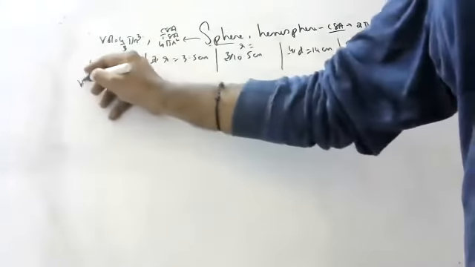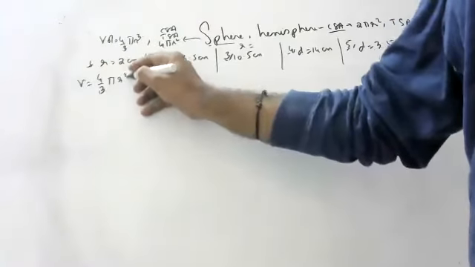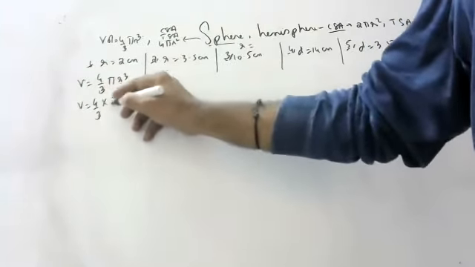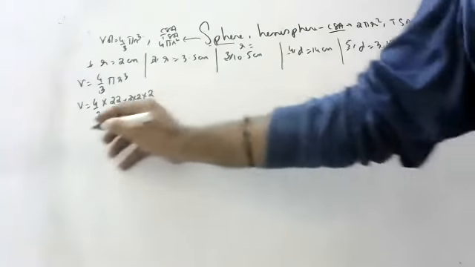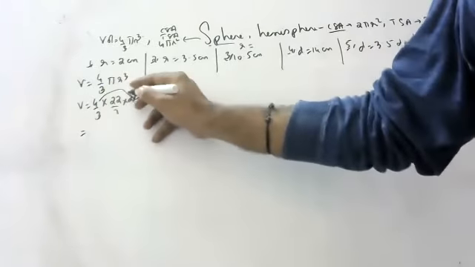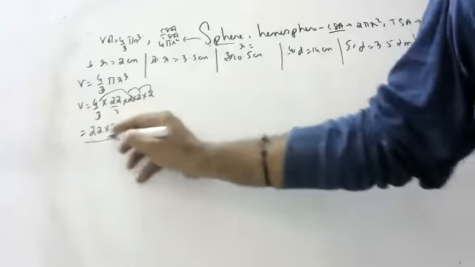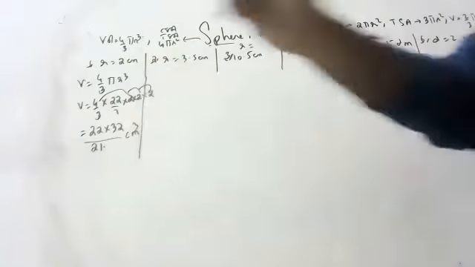Sujit, volume is equal to 4 by 3 pi r cube. V is equal to 4 by 3 into 22 by 7 into 2 into 2 into 2. So 4 eights are 32, 22 into 32 by 21. Can anyone help me? What is the answer?